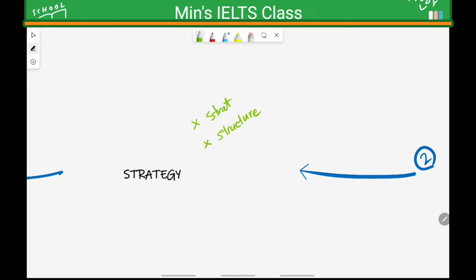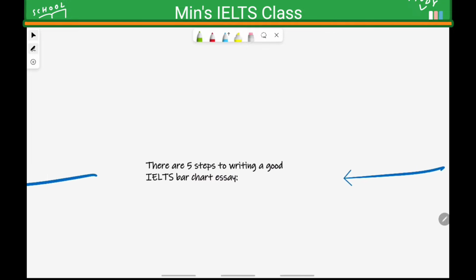Alright, so what are the strategies for writing a great IELTS essay? There are 5 steps to writing a good IELTS bar chart essay. And bar chart has these 2 axes. One is vertical and the other one is horizontal. And the vertical one always represent numbers or percentage, and the horizontal axis, this one, always represent years or time period.